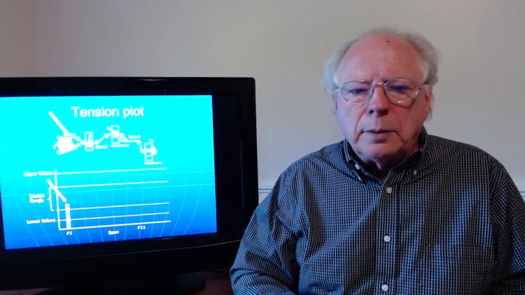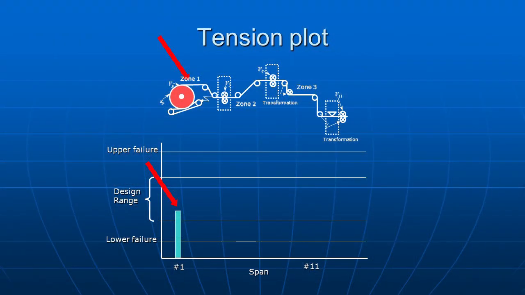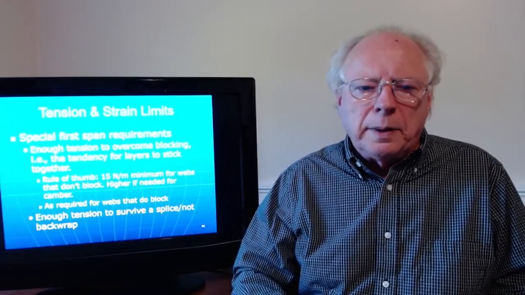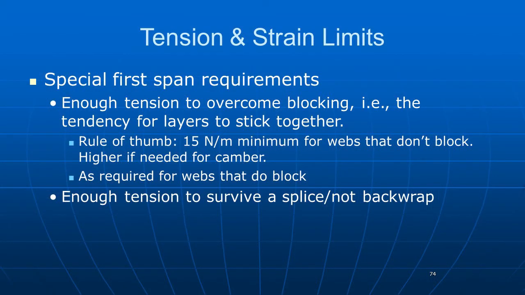First thing I do then is I put the first span in here, somewhere in the design range, towards the bottom of the design range. Now there are some special first span requirements. You have to have enough tension to overcome blocking. Blocking is the tendency for layers of the web to stick together. Now, if you have just general webs where the web sort of falls off the surface of the parent roll, again, my rule of thumb is about 15 newtons per meter of web width. Can be higher if you have some camber, but just for blocking purposes, 15 newtons per meter.